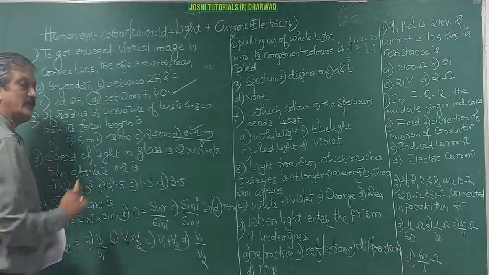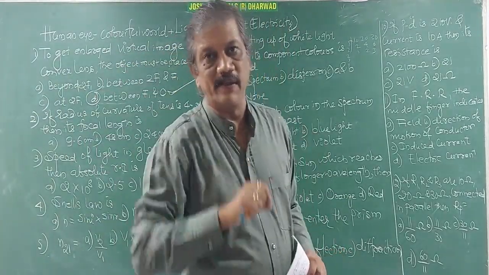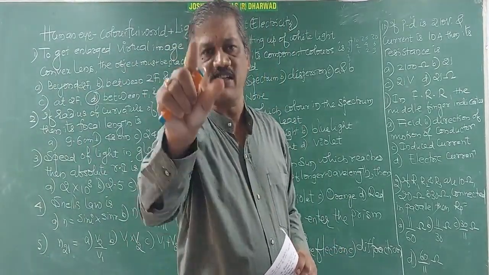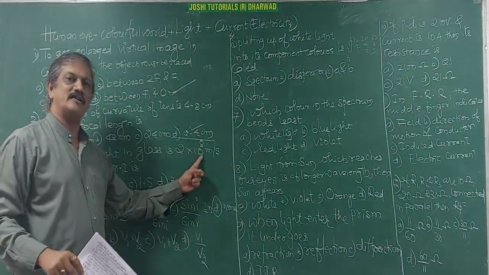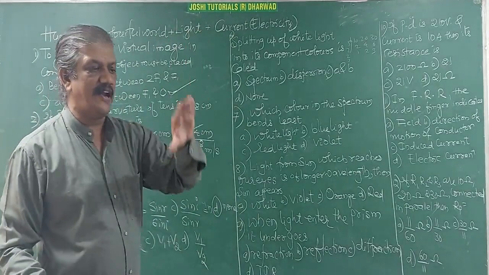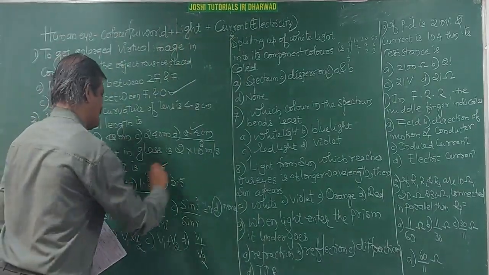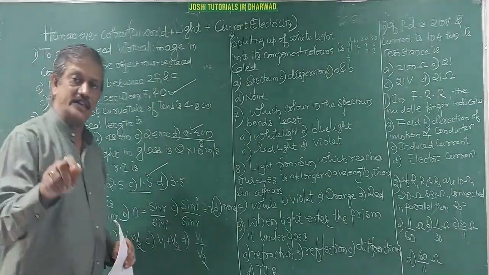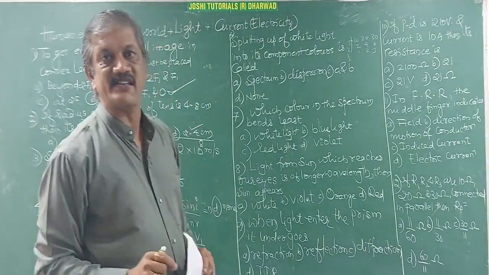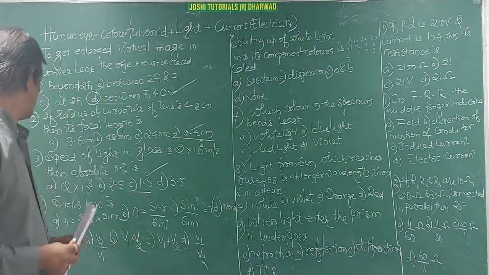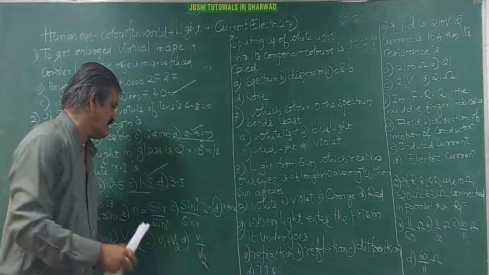Speed of light in the glass is this much. Then what is the absolute refractive index? You must know the formula: c by v. c is fixed, 3 into 10 raised to 8 divided by 2 into 10 raised to 8. 10 raised to 8 cancels. 3 by 2 is 1.5. Option C. See, without solving, you can answer if you are perfect in maths. Next, Snell's law: n equals sin i by sin r. It is C.